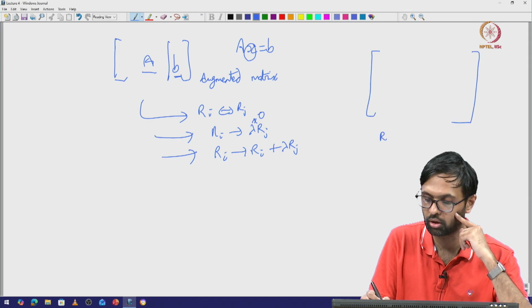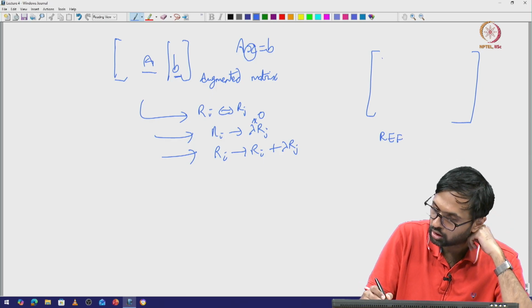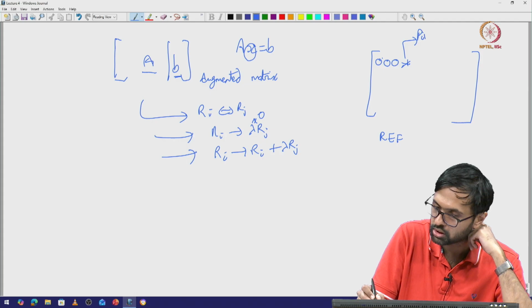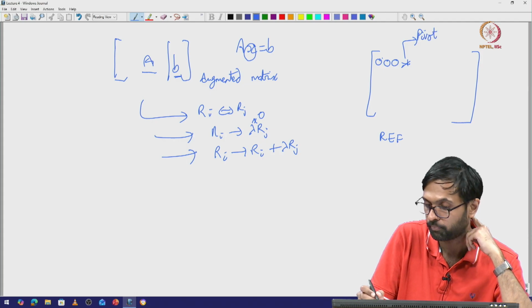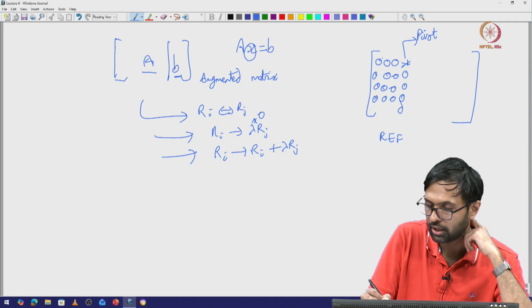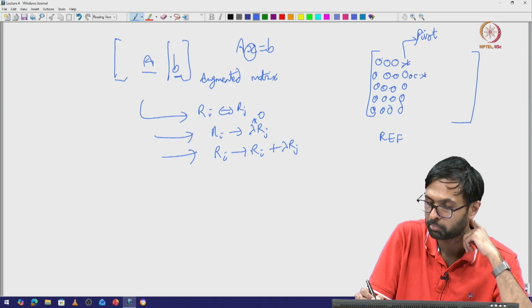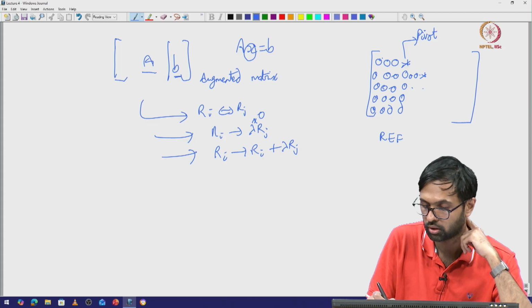So the row echelon form is the following: if you take the first non-zero entry of any row, that's typically called a pivot of that row, then below the pivot you must have zeros, and you must have zeros to the left of the pivot as well in the other rows. That is, the pivot in the next row comes to the right of the pivot of the previous row. This is the row echelon form.